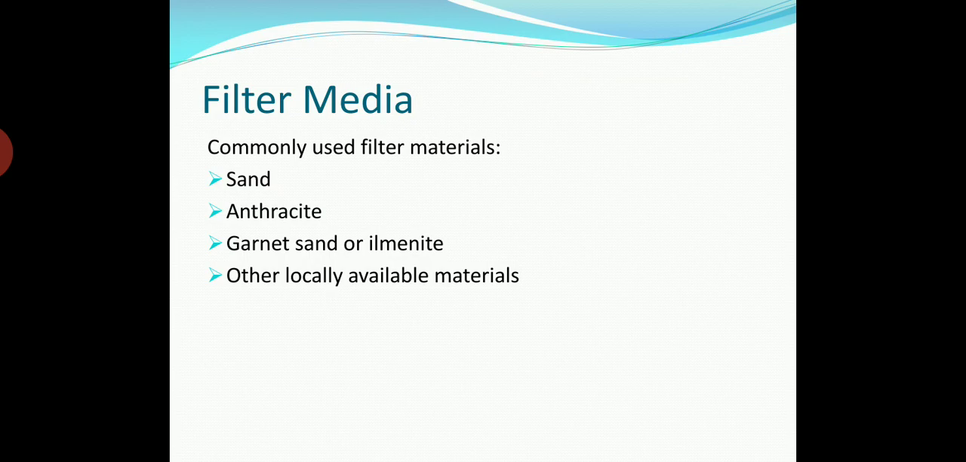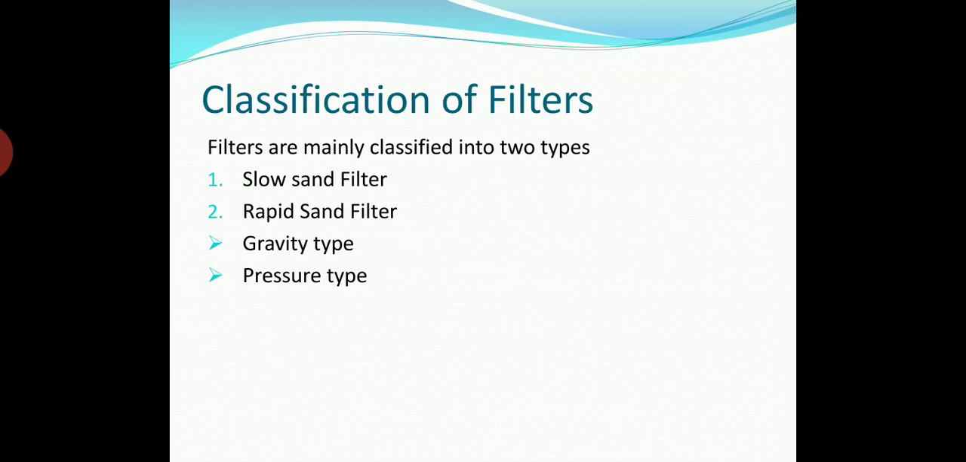Then going on to the next part, that is classification of filters. There are two major classifications. One is slow sand filter and the other one is rapid sand filter. Why one is called slow sand filter and the other rapid sand filter depends on the rate of filtration. The slow sand filter was the first filter which was designed. Rate of filtration was less.